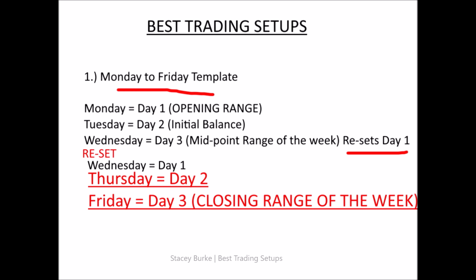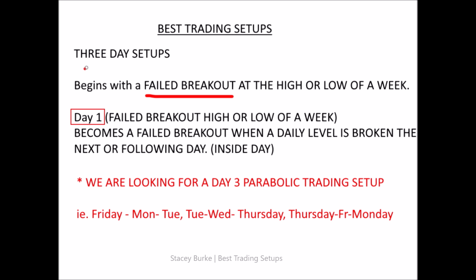Monday to Friday template. We can have 3-day setups that start with a failed breakout at the high or low of a week. That becomes our day 1. And that will often coincide near the end of a week if we're heading into a new week. Or it can be, for example, a Monday, Tuesday failed breakout, which starts a new day count, day 1, day 2, day 3. Parabolic move possibly on a Thursday. We can see 3-day setups all over the place.